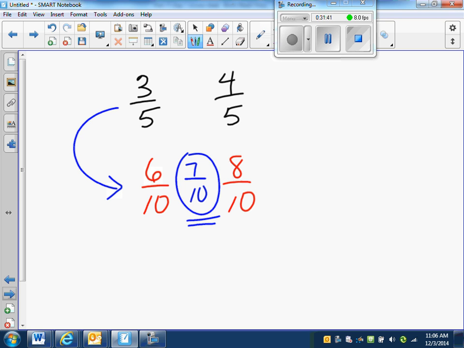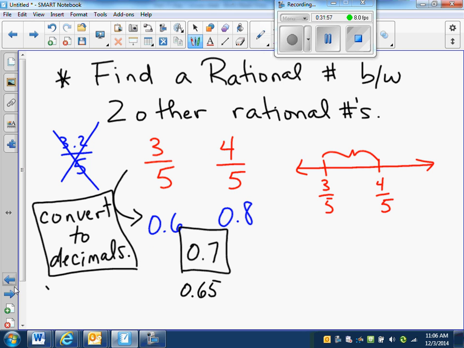That's number 8. Now look back here. If we convert these to decimals, 6/10, that's 0.6, right? 6 in the 10th slot, and 0.8. And in fraction form, we've done just what we did in decimal form. Okay, let's get to an assignment.